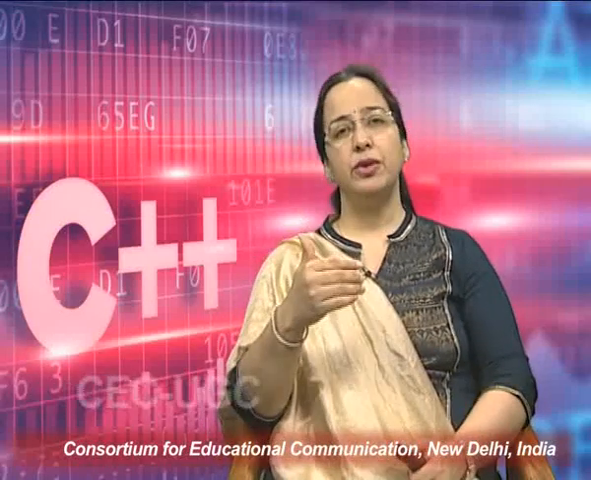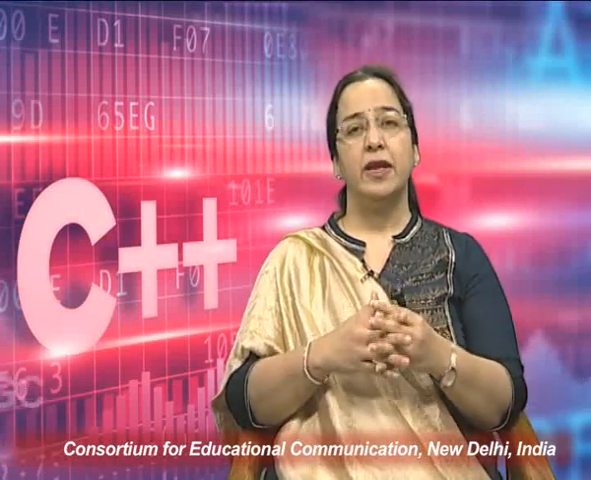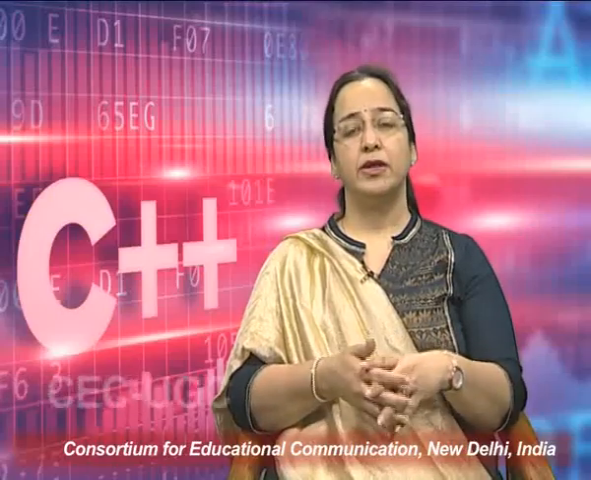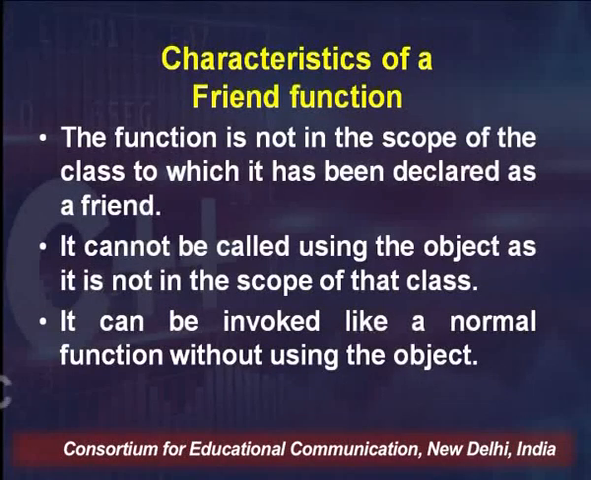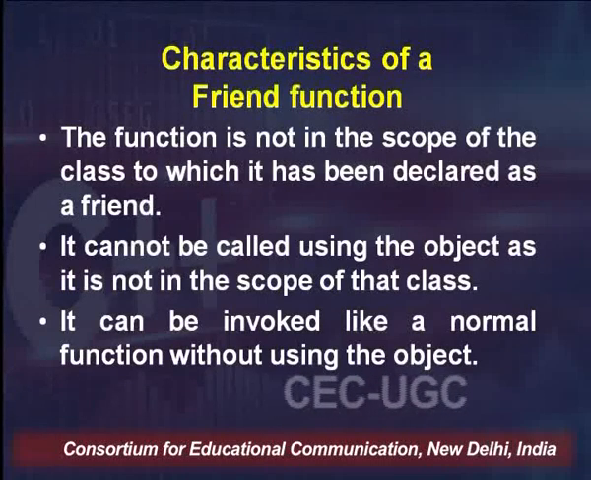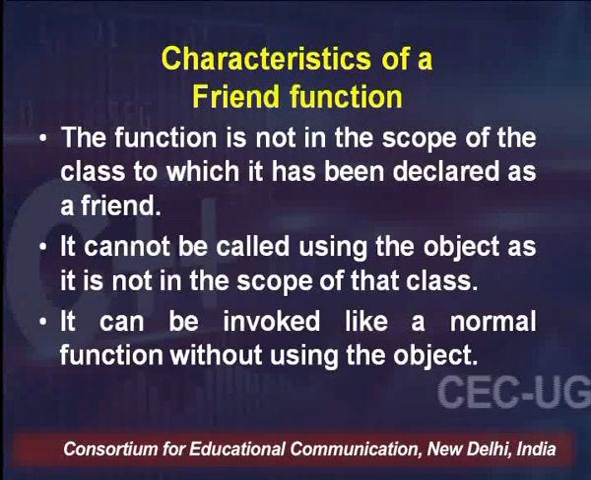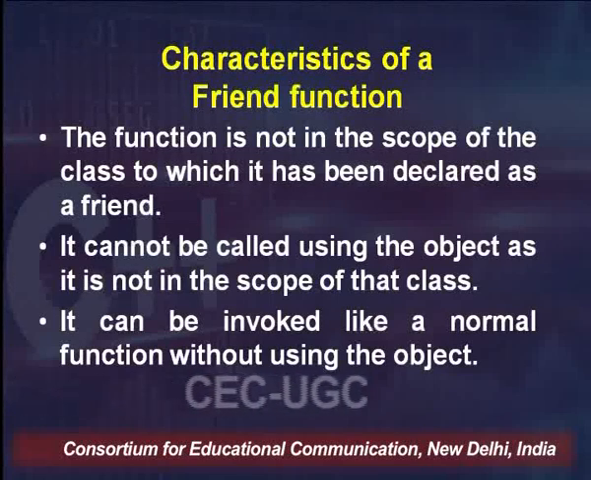Now, coming to the very specific characteristics of friend function. We have seen that a friend function is nothing but a function which is not in the scope of the class to which it has been declared as friend. That means you cannot use it with a scope resolution operator; it is not a member function of that class. It cannot be called using the object as it is not in the scope of the class. So, for sum we cannot say n dot sum. It has to be sum all alone.